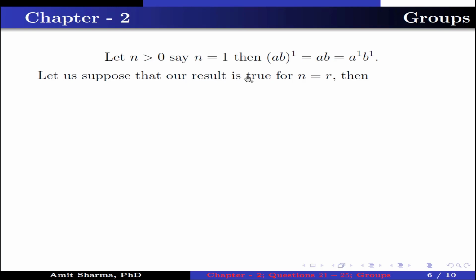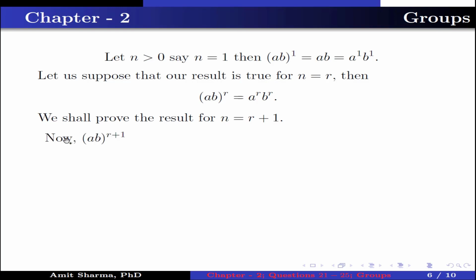Let us suppose that our result is true for n equal to r, then (ab) to the power r is equal to a^r b^r. Now we shall prove the result for n equal to r plus 1. Now (ab) to the power r plus 1 can be written as (ab)^r into ab, which is further written as a^r b^r into ab. Why is it so? Because of the induction step.